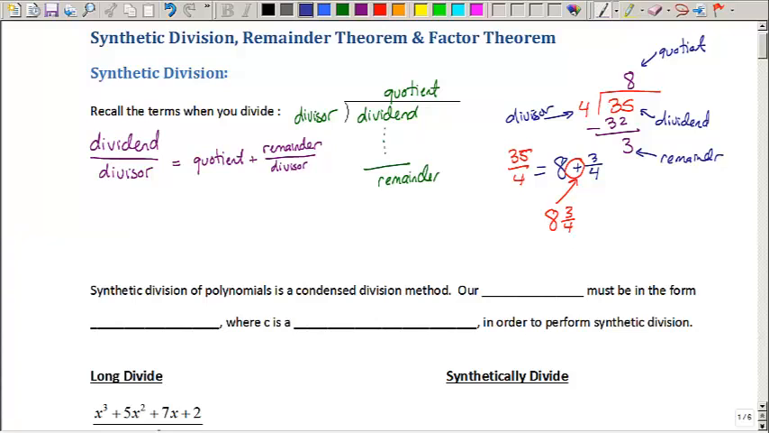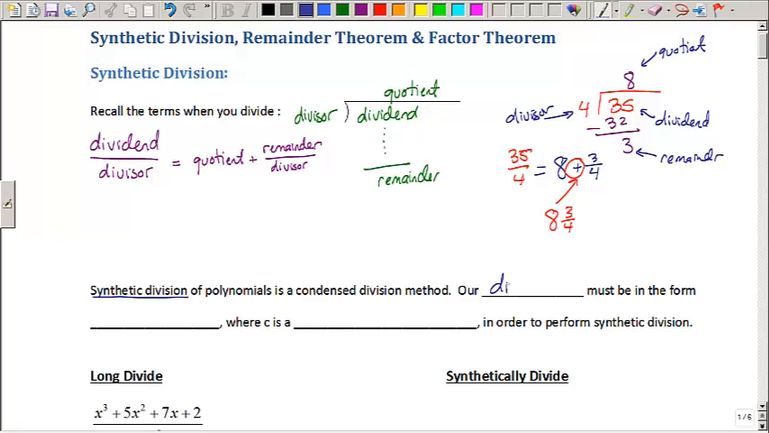In beginning algebra, you learned how to long divide polynomials. It was very long, there were a lot of steps to it, and often students made some mistakes. So what we're going to be showing you instead is a shorter method called synthetic division. Synthetic division of polynomials is a condensed division method.